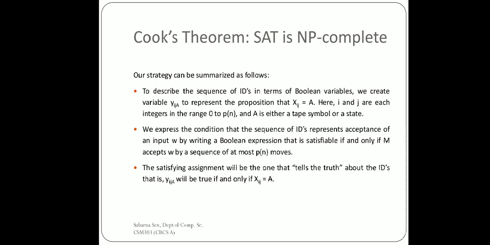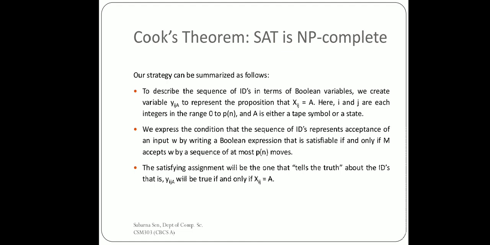Here we are representing the total thing using a Boolean variable. We are representing it in this fashion: y_ij = a to represent the proposition. So x_ij equals a means here a will represent the state. If you consult the previous slide again, there we have taken x_ij as a state and the rest of the symbols in the sequence were treated as our tape symbols. So if a is the state, then y_ij will represent my tape symbol.